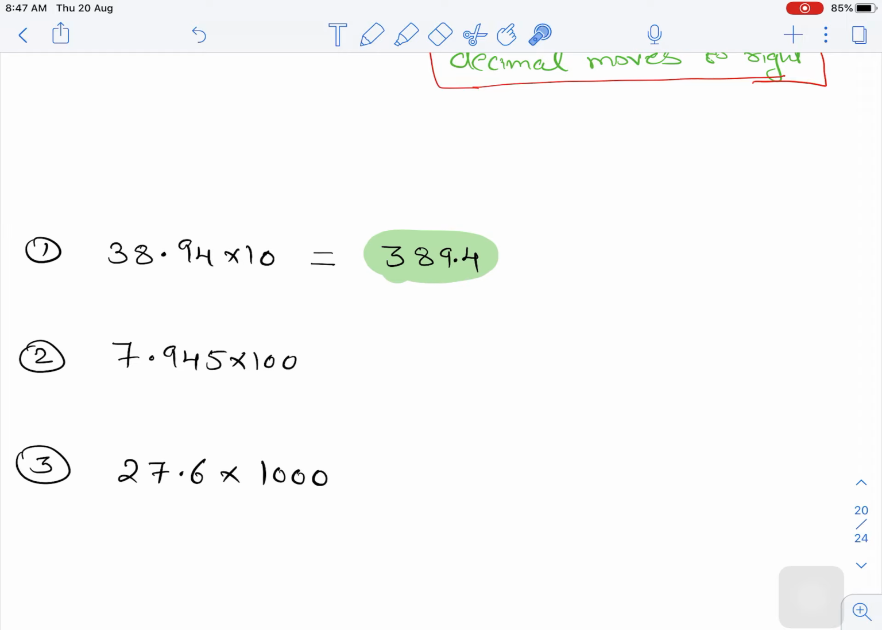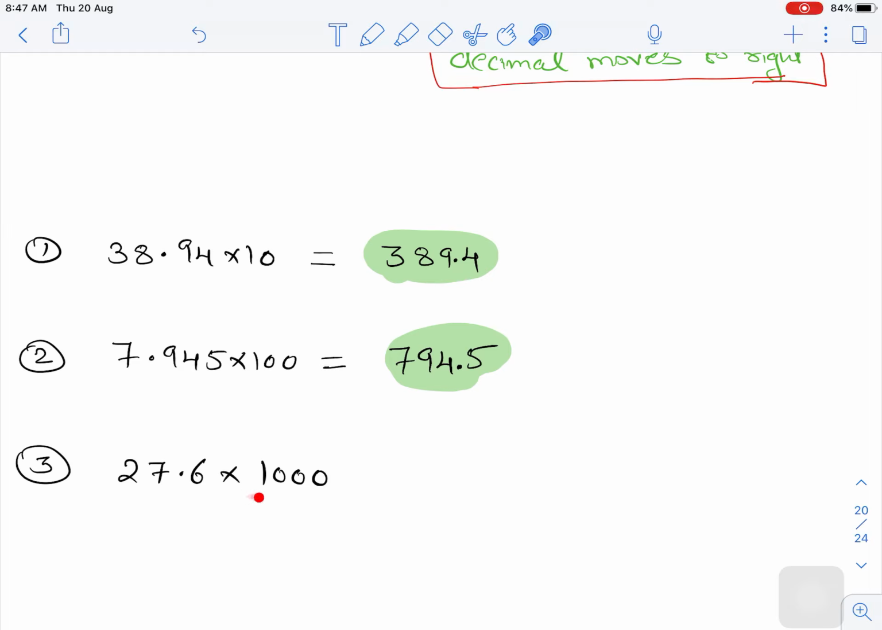Now suppose a number is in this way, 7.945 into 100. The number is multiplying, so the decimal will move to the right. How many digits to the right? Look at the number of zeros over here. Two zeros are there, means it should move two digits to the right. So our answer will be 7945, the same numbers. But now first the decimal was present here, because of these two zeros it will move 1, 2, that is between 4 and 5, so we have to place the decimal over here. So this is our answer, 794.5.